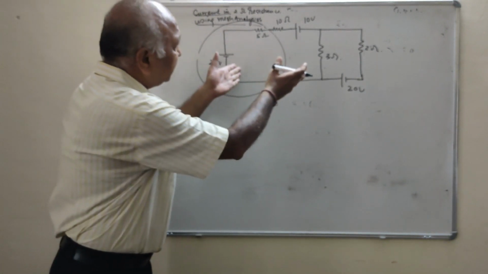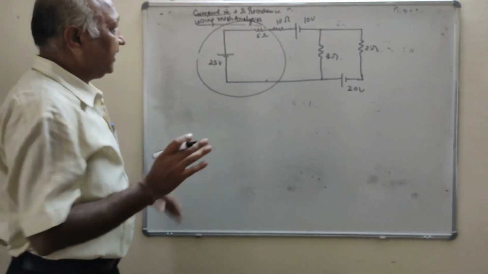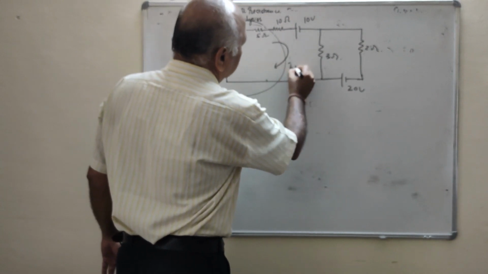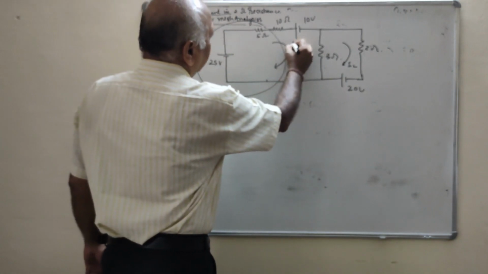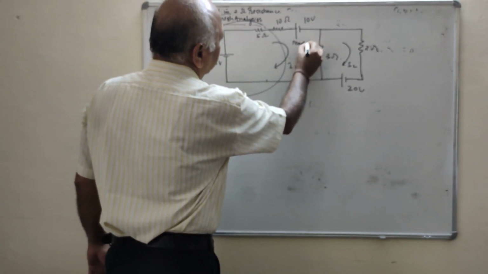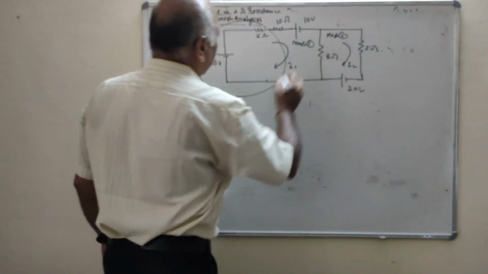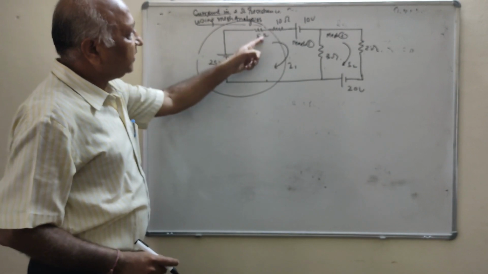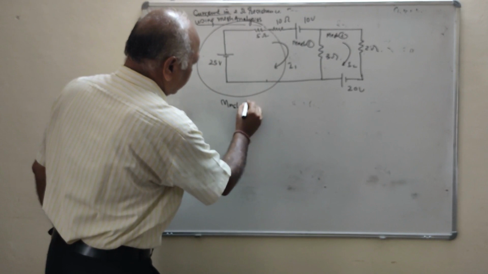Now this circuit shows there are 2 meshes. This is the circulating current I1 and this is the circulating current I2. This is mesh 1 and this is mesh 2. Now we will make the equation, starting with mesh 1.